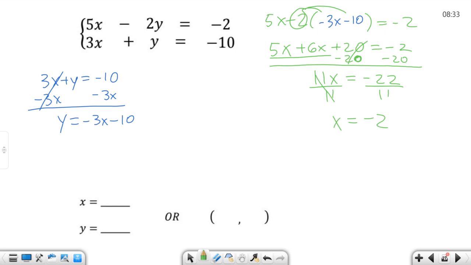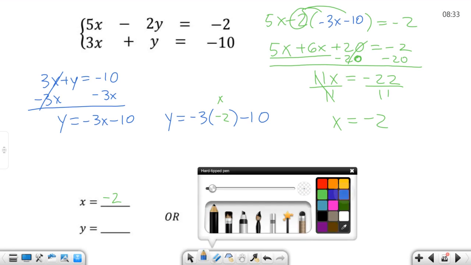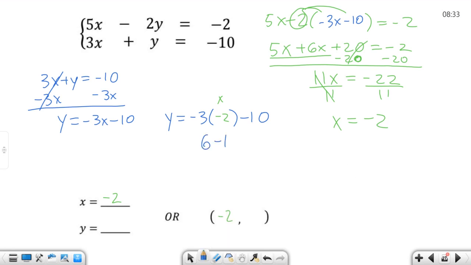X equals negative 2. So I'm going to put negative 2 in for x. And then I want to go back and find y. I'm going to plug this in for x here to find it. Okay? So y equals negative 3 times x minus 10. X is negative 2. So then what is negative 3 times negative 2? It's positive 6 minus 10 for y. So what does y equal? Negative 4.